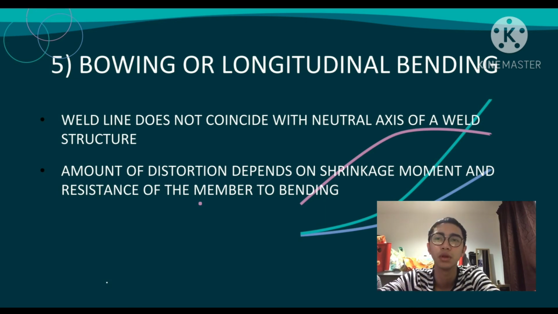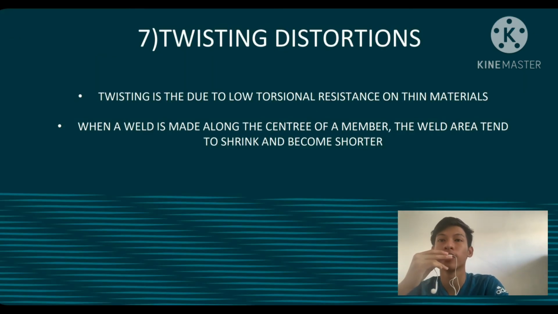Twisting distortion. Twisting is due to low torsional resistance on thin materials. When a weld is made along the center of a member, the welds tend to shrink and become shorter.